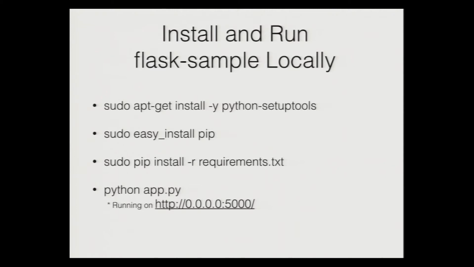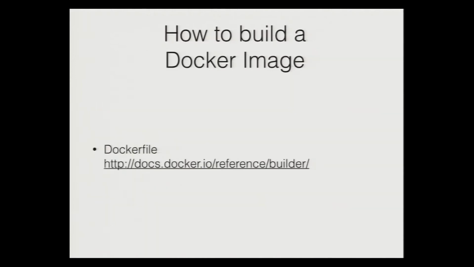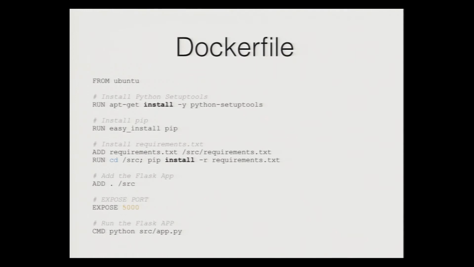And how about Docker? To run it in Docker, we need to pack the Flask app into a container. So we need to build an image to include the Flask app. And the way to build an image is to use a Dockerfile. It is a file to teach Docker how to build a Docker image.